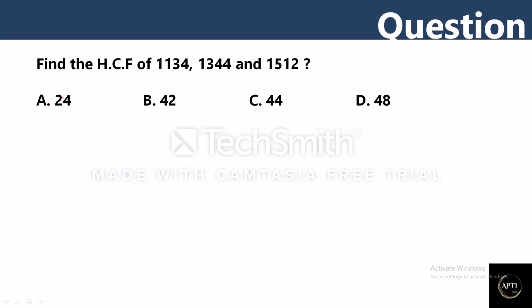It has little bigger values. We have 4-digit numbers. Find the highest common factor of 1134, 1344, 1512. See here, always do remember, even when you are cross checking with options, everyone knows about the logic.